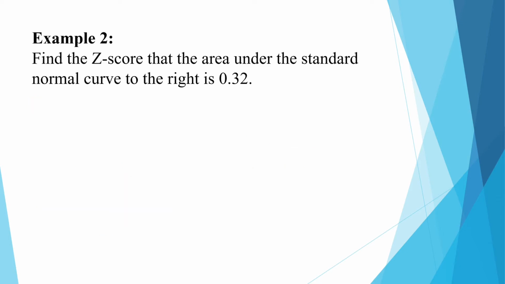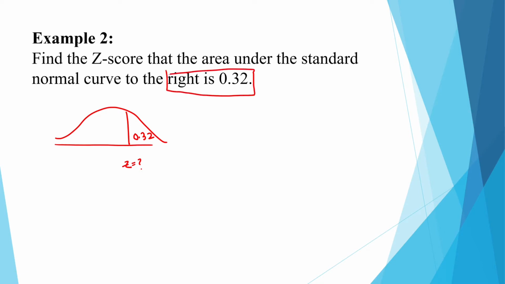Example 2. Find the z-score that the area under the standard normal curve to the right is 0.32. We are looking for the z-score that has area to the right of 0.32. I'm looking for the z-score, but recall that our table always gives the area to the left. How are you going to find the area to the left if we know the area to the right?